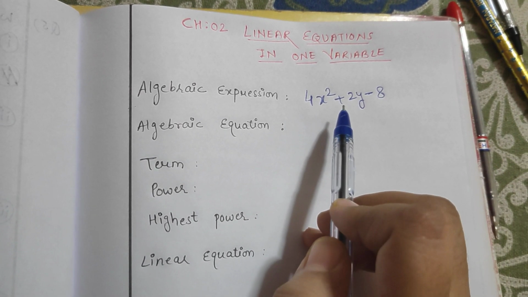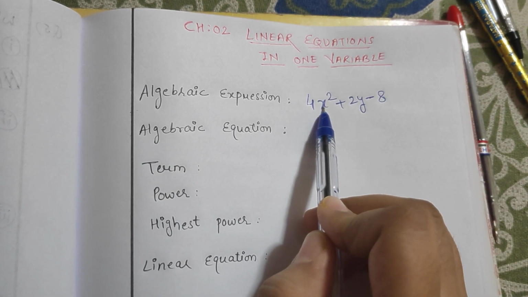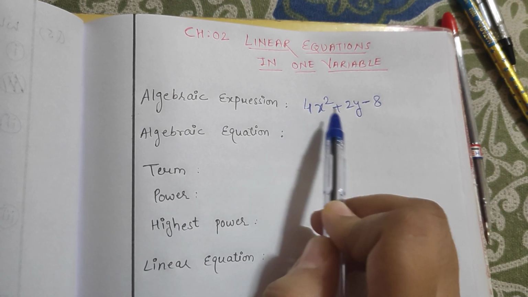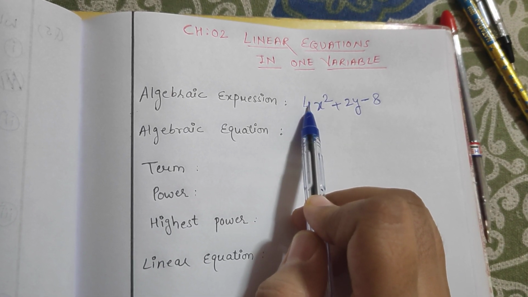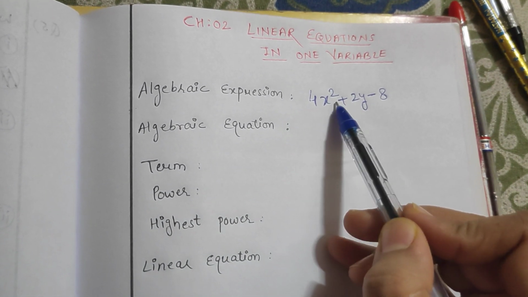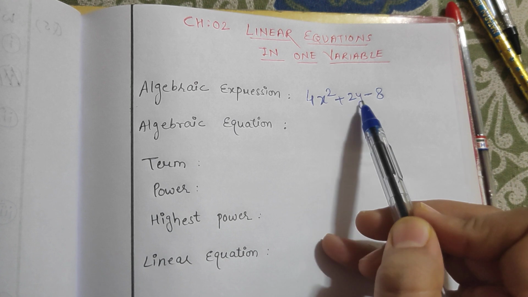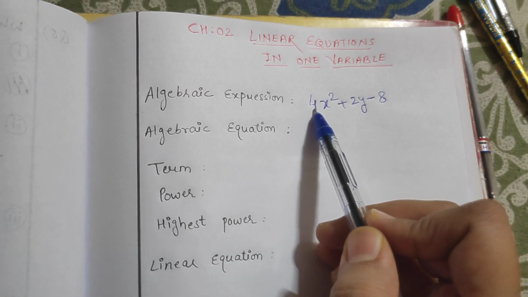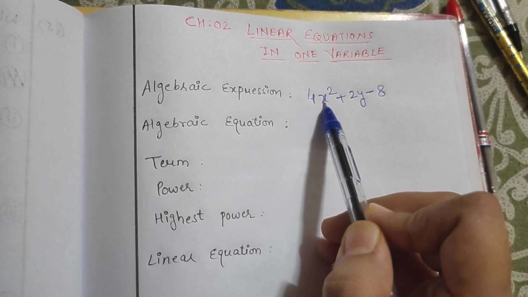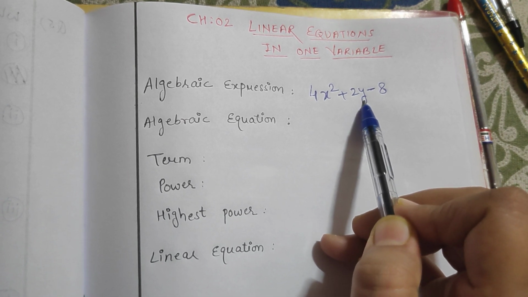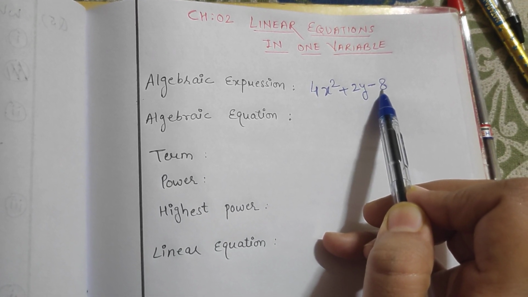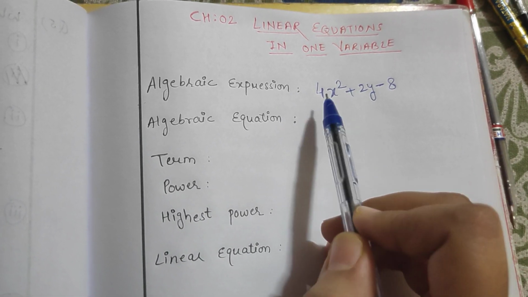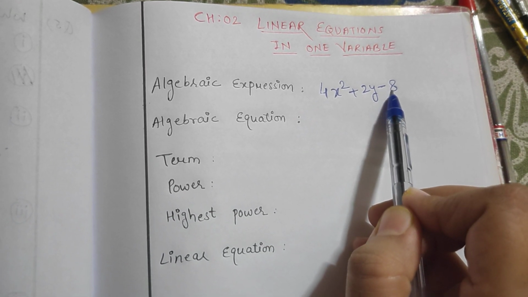Now here the important part is that it is the combination of variables like x and y. These are the two variables over here, and 4 is the coefficient, and here 2 is the coefficient. We know that a coefficient is nothing but a number which is multiplied with a variable. So in this case there are two variables x and y, so there are two coefficients here, 4 and 2. 4 is the coefficient of x and 2 is the coefficient of y, whereas minus 8 is the constant. So this is nothing but an algebraic expression, as it is a combination of variables, coefficients and constant.